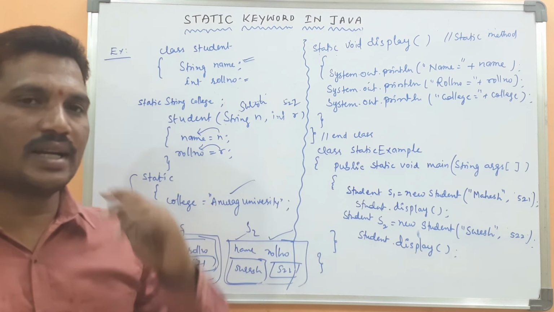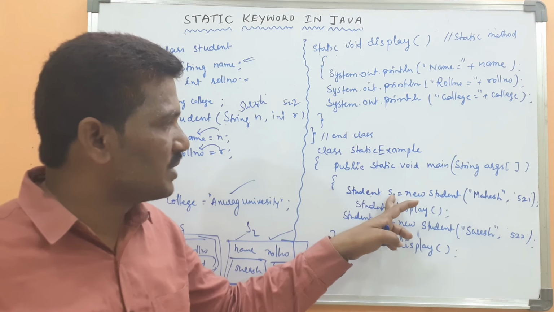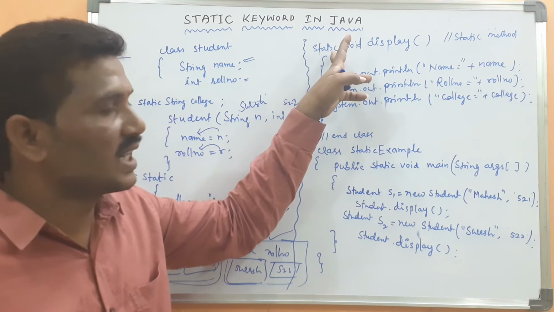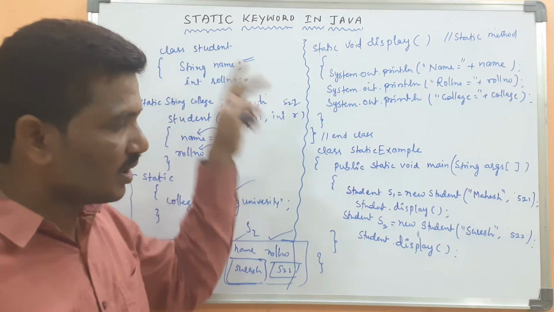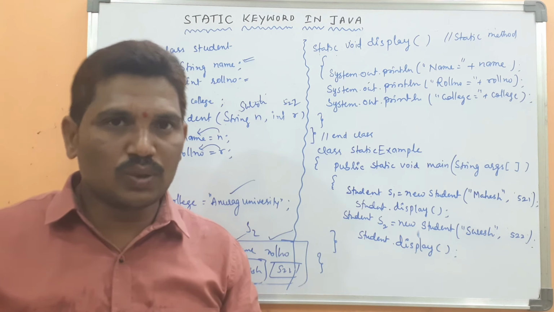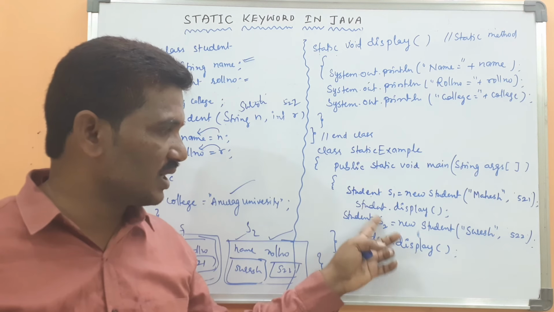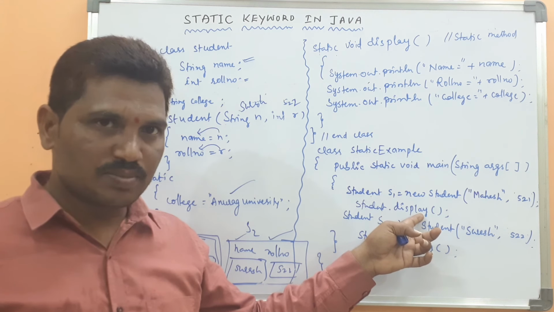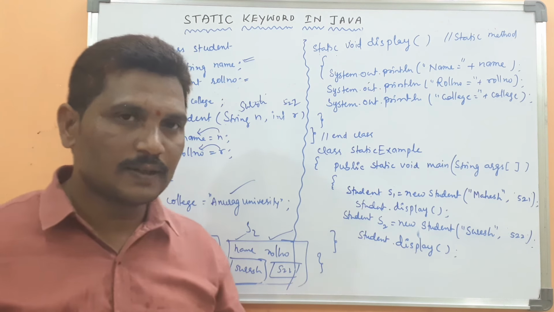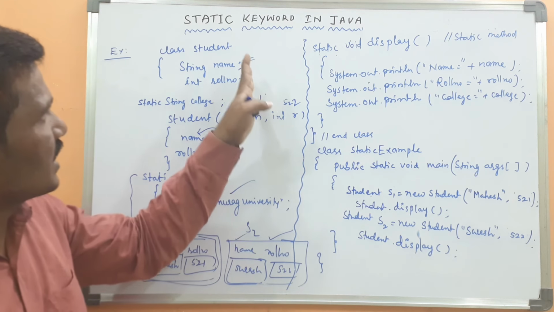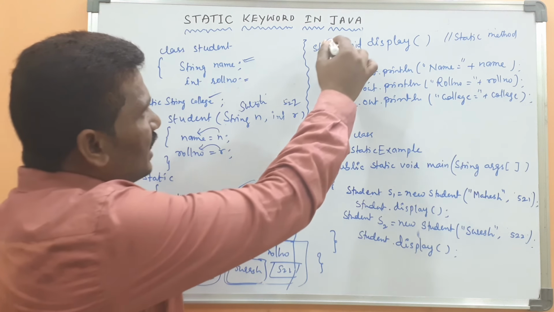The object has been created, but here we are not calling the display method by using the object S1, because it belongs to the static method. We can call the static method with the help of the class name. Got my point? Either you can call it by using the object also, there is no problem. Previously I called the display method by using the objects S1 and S2. This time I am calling the method with the help of the class name, Student.display. This example is about how we use the static keyword with the variable and with the method.